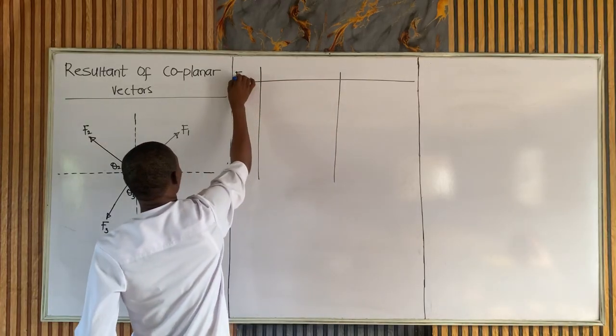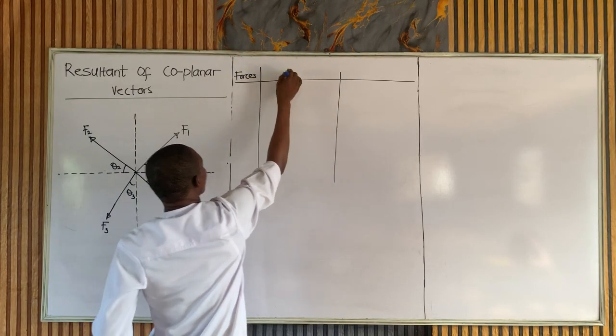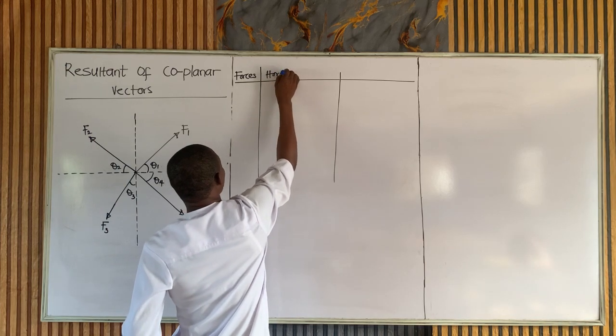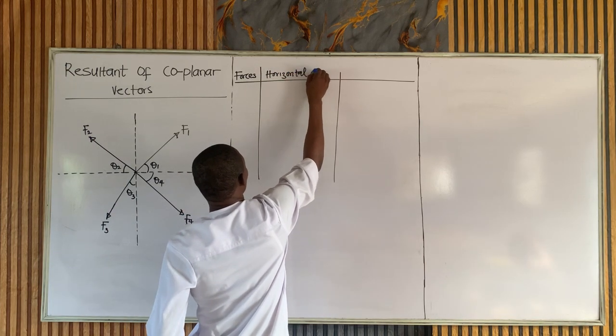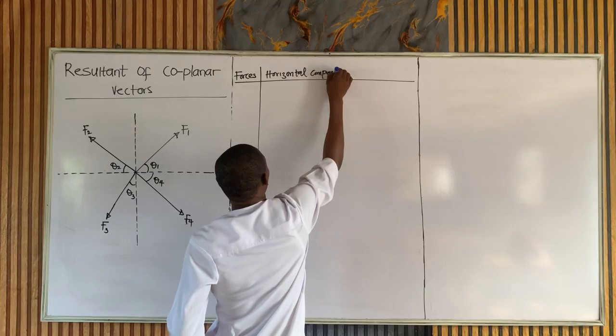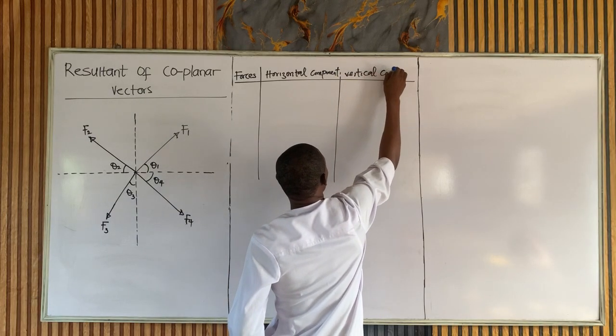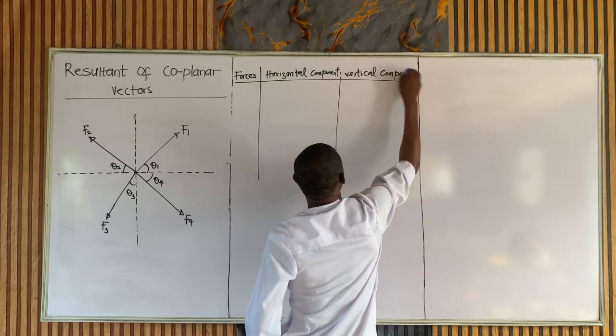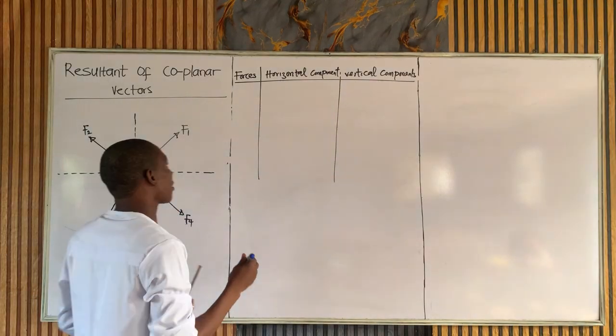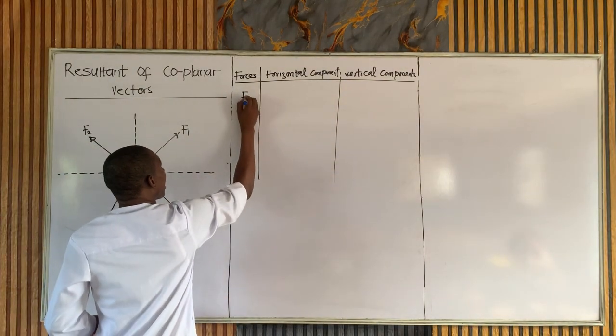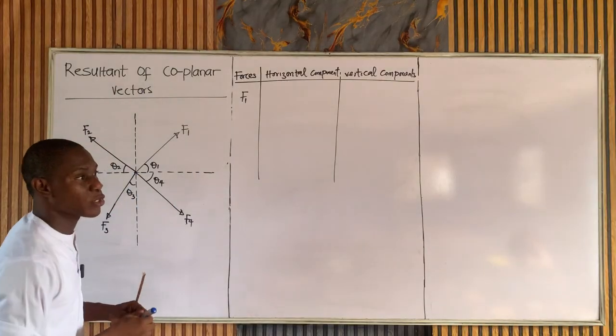Here, you call these your forces. You say this is the horizontal component, which by now you must have understood what horizontal component means. This is the vertical component. So let's take every force one after the other. Let's say we have F1. How do we resolve this F1 horizontally and vertically?